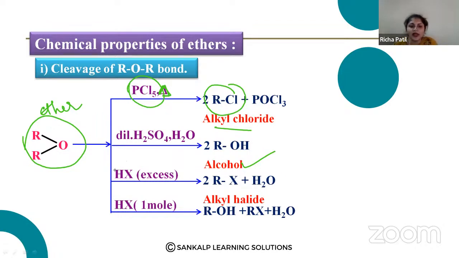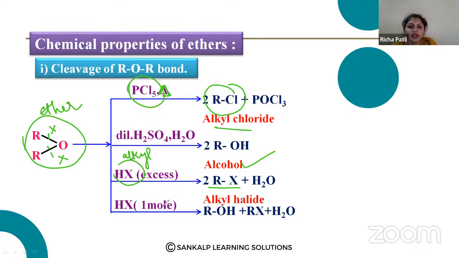Then when you take excess of alkyl halide, it yields alkyl halide. What happens here? This R-O bond will break, and there is an addition of X. So this is RX, two molecules of alkyl halide plus water.